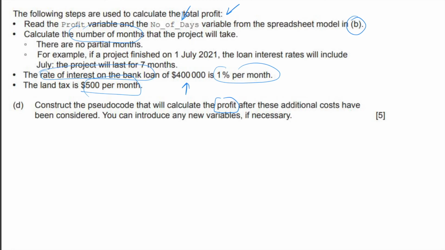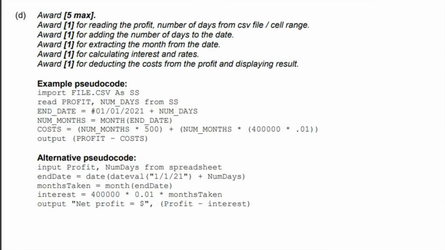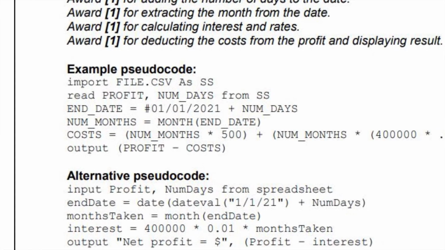Well, first of all, basically we need to take the number of days and turn it into a certain number of months that it's going to take to carry out this project. Then based on those months, we can calculate what the interest is on the bank loan. And then we can also calculate the tax for that number of months. And we can subtract that all from the profit. So let's see how that's done in pseudocode. We're going to look at an example right here.